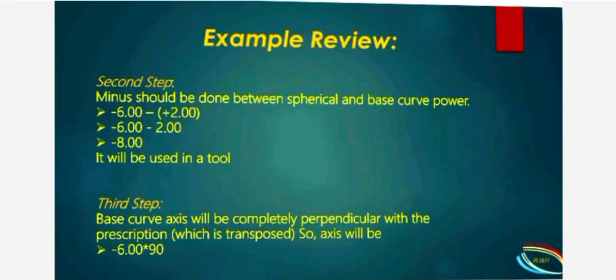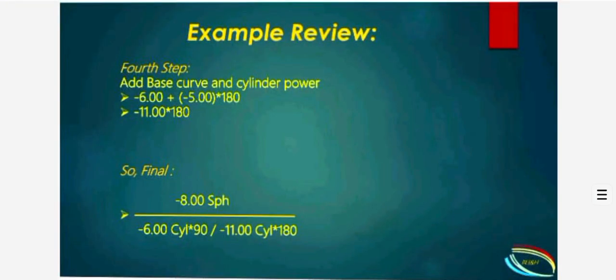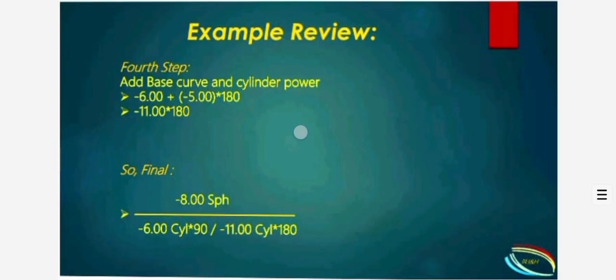Simple review, with other examples given. Subtraction should be done between the spherical and base curve power: minus 6 minus 2, we get minus 8. This will be used in your tools. Third step, the base curve axis is completely perpendicular to the transposed prescription, so the axis will be minus 6 at 90 degrees. Another example is given.